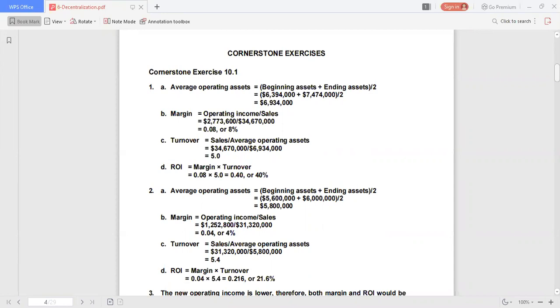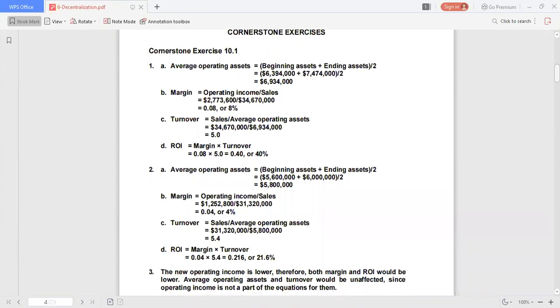Now we have chapter 6. We have cornerstone exercise 10-1. Actually, it is 6-1. 6-1 in our text. So we have 6-1 for the following requirements in 1, 2, and 3.